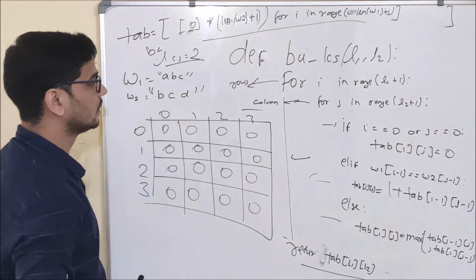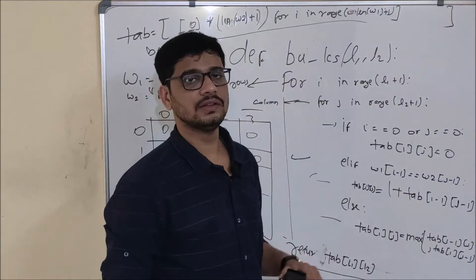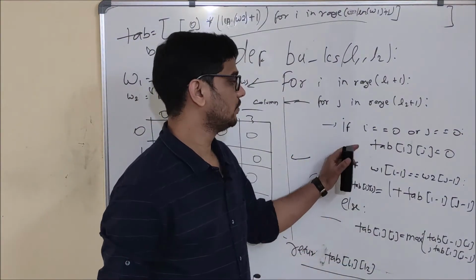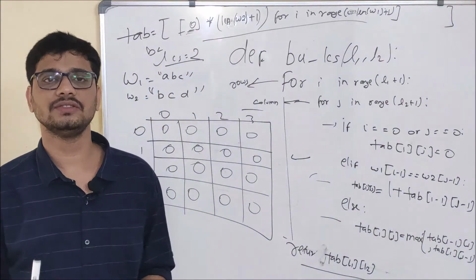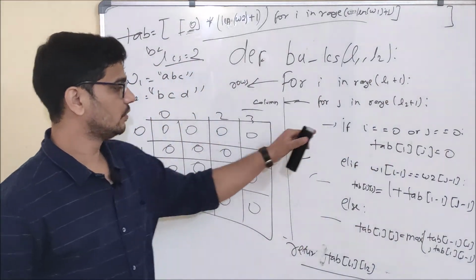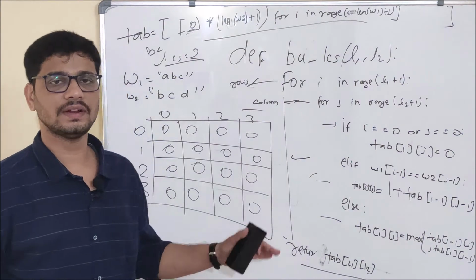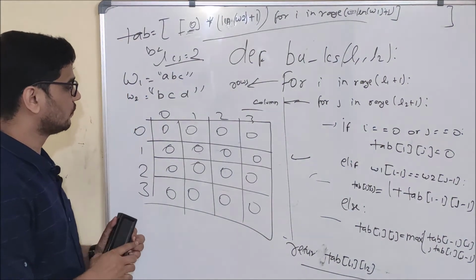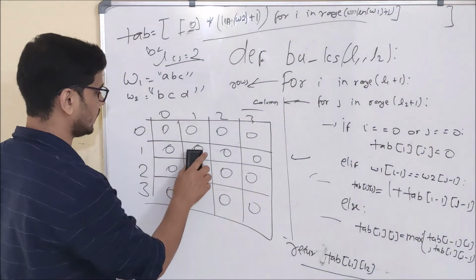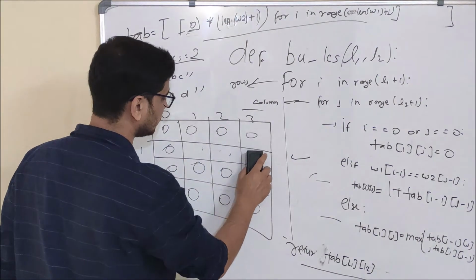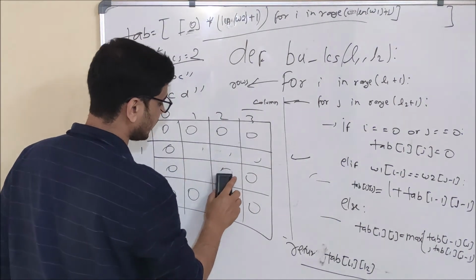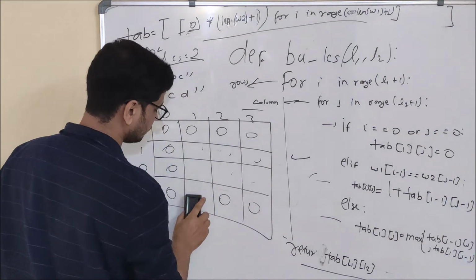So friends, if you can see my code, if i is equal to 0 or j is equal to 0, what I am going to do is update tab of i j to 0, and the rest of the values we are going to calculate using these two, elif and else. For convenience, I am just removing the 0 as we are going to update it.